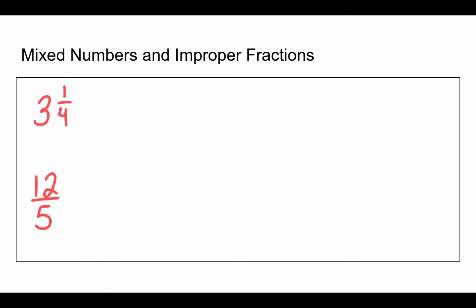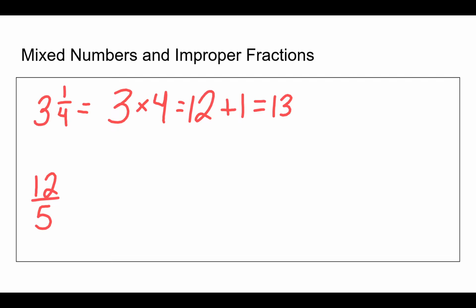So if we're going from 3 and 1/4 and we're trying to find the improper fraction, here's what I'm going to do first. I'm going to take the whole number, which is 3, and multiply by the denominator, which is 4. 3 times 4 equals 12. And then I'm going to add the numerator. Plus 1 is my numerator, and that equals 13. Now what I just did was I created the numerator for my improper fraction.